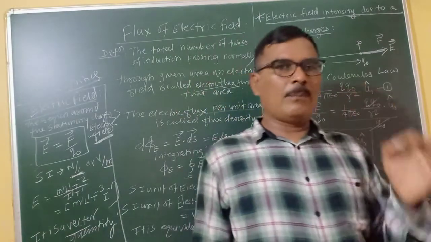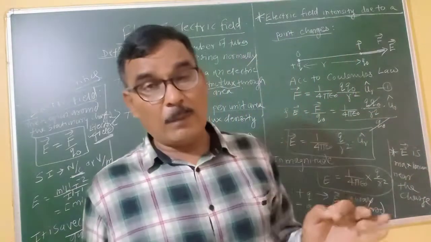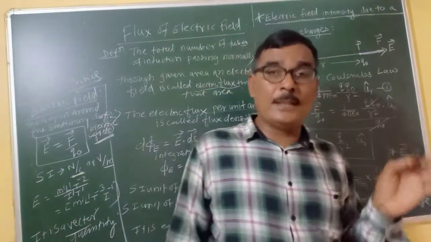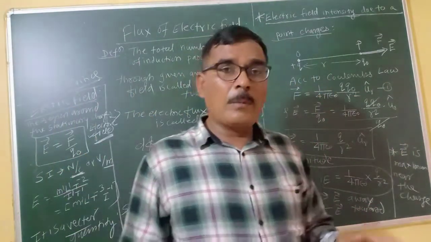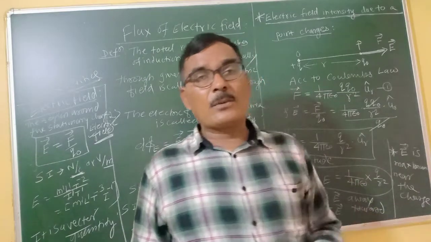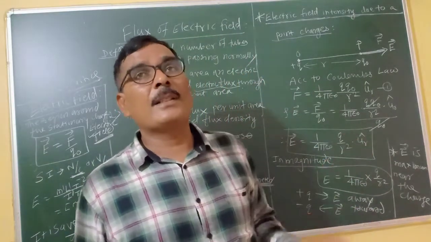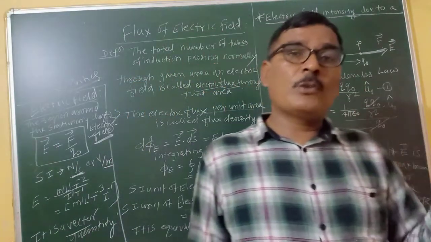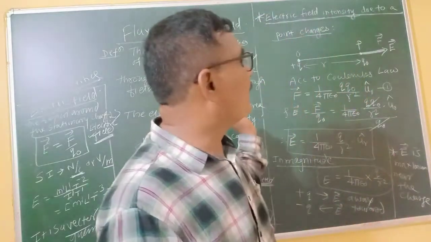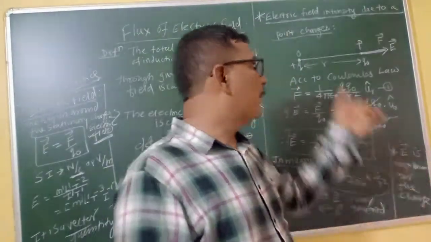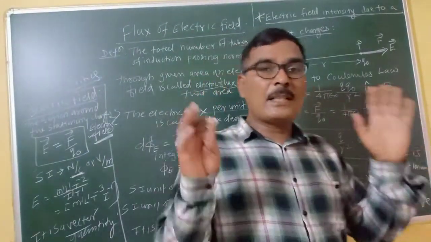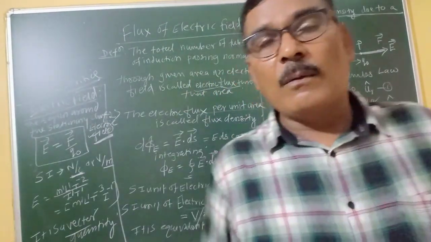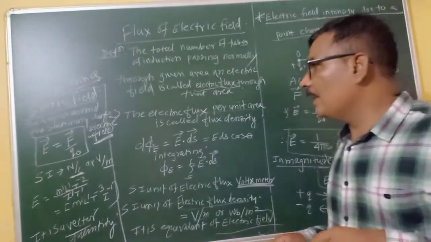So the important point in this article is to remember the formula for electric field intensity, which is equal to 1 upon 4 pi epsilon 0 Q by R square. If the charge is positive, at that time electric field intensity is away from the point charge. If the charge is negative, at that time it is toward the point charge, and electric field intensity is maximum when it is placed near the charge.